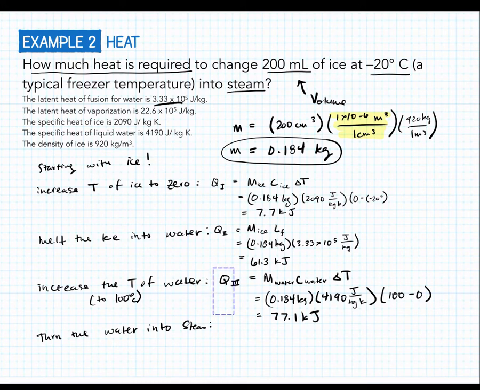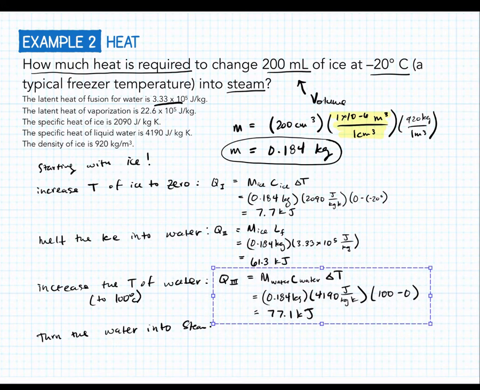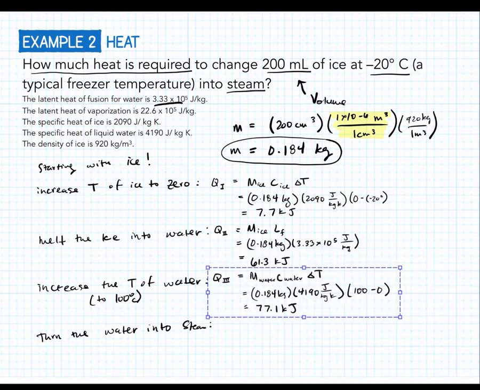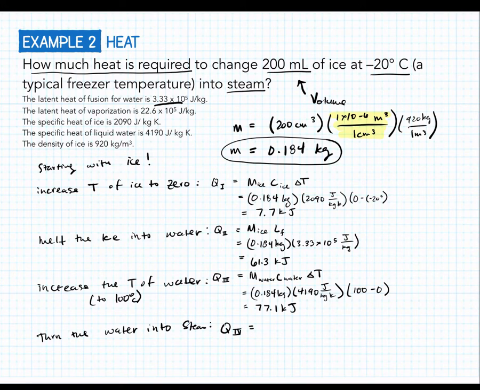Okay, so we've used this. So far we're at about 150 kilojoules, give or take. And then the last thing we need to do is make water into steam. Okay, so that's a phase change, and that's the latent heat of vaporization.